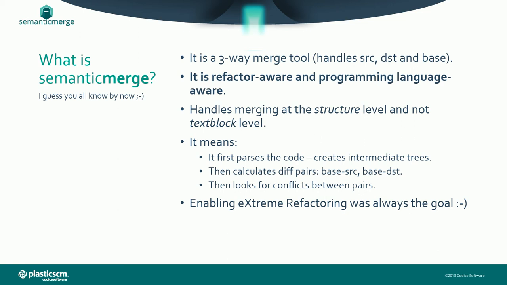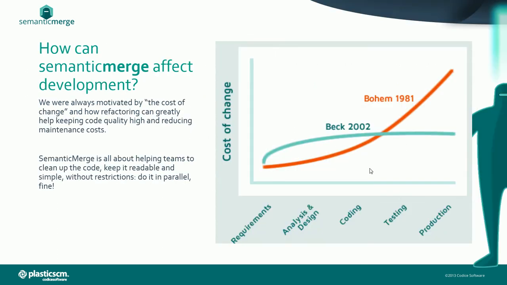It means it first parses the code and creates an intermediate structure that is then used to calculate all the diffs and merges. It enables strong refactoring, which was always a goal for us. This is the cost of change according to Barry Boehm 30 years ago and Kent Beck in 2002. If you keep your code quality high by doing a lot of refactors and cleaning up your code, the cost of change can grow in a logarithmic way instead of growing exponentially.